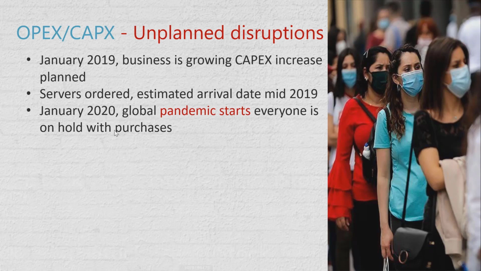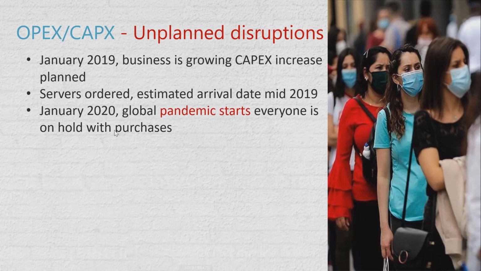So it's January 2019. The business is growing. CapEx increases are planned. You want to buy more servers. You go through the entire procurement process. You order them. The estimated arrival date, let's say, is mid 2019. By July 15th, you have everything installed. The tech department is very, very happy. New applications are being built. You can handle the increase in demand. Everything is awesome for 4 months, 5 months.